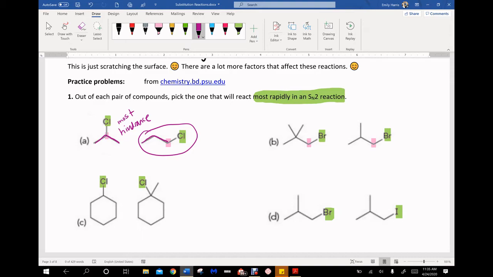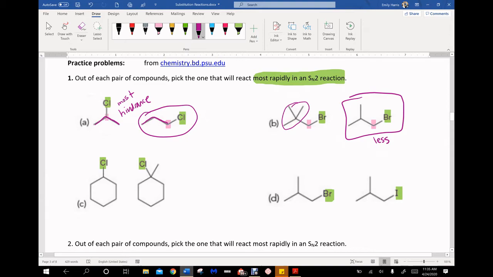All right, and then B and C follow that same line of thought. Here, there's more hindrance by this big, bulky group. So that would make the second option, again, better because it's less sterically hindered. All right, C you can figure out using the same line of thought. And then D right quick is a little different.